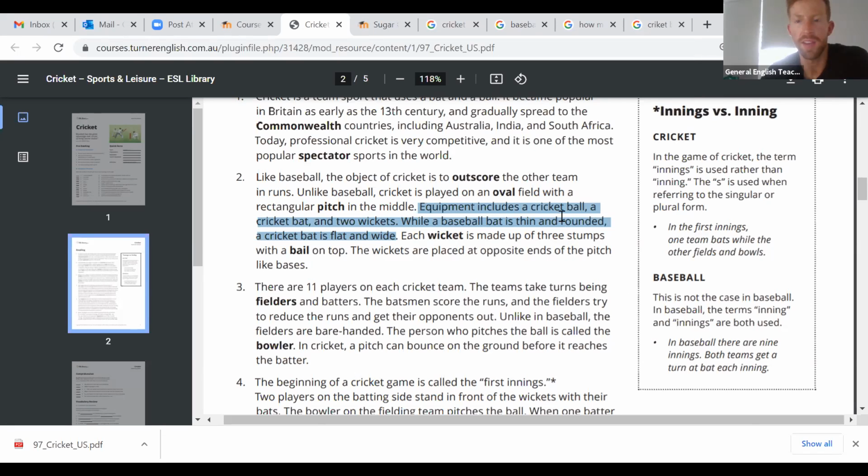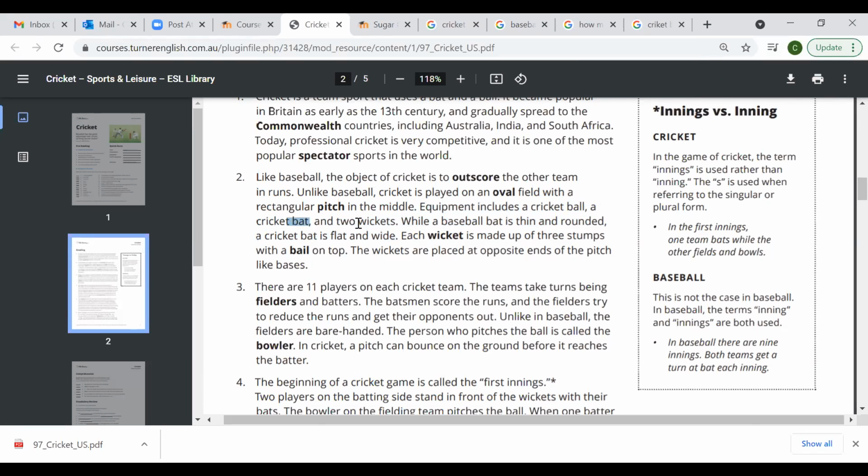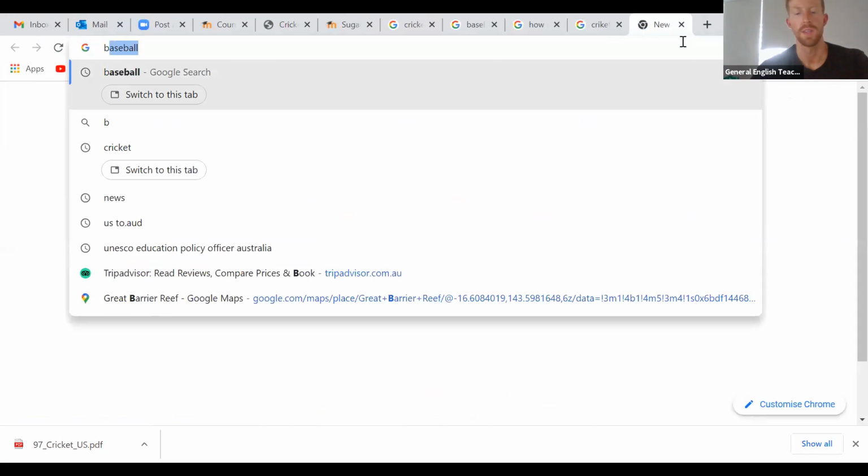Okay, so we have the ball, we have the bat, and the two wickets. What do we say the wickets are? Like the three things in the middle, yeah. So we're just comparing baseball and cricket. So the baseball is like, let's get a picture.